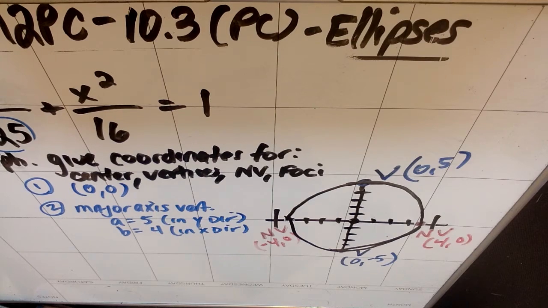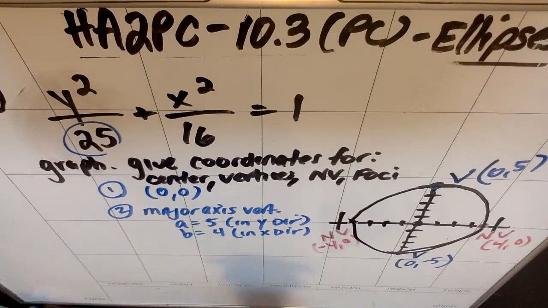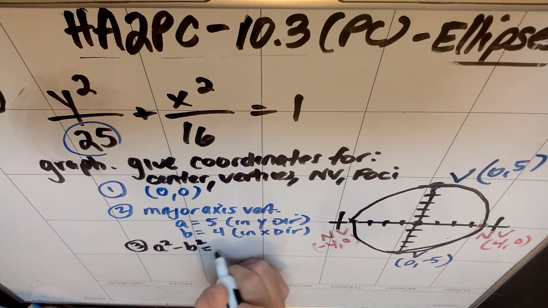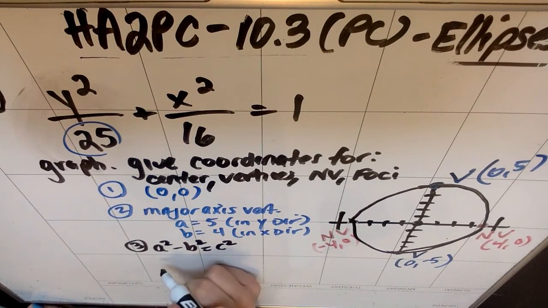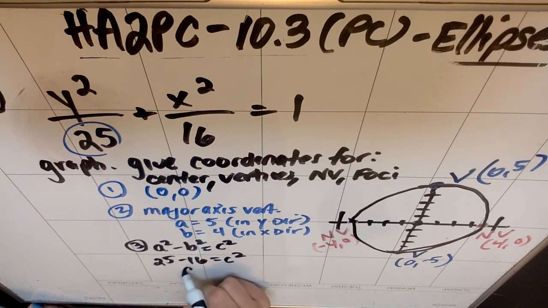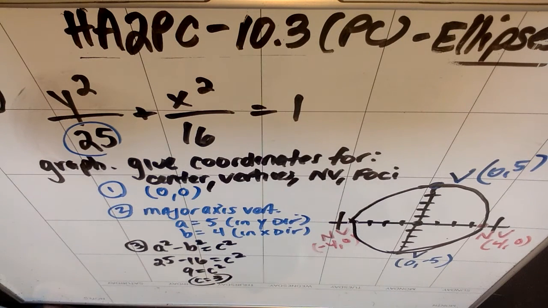Now the last thing I need is the foci. So remember, to find the foci, I know that a squared minus b squared is c squared. My brain always says, hey, that's not the Pythagorean theorem. So 25 minus 16 should give me c squared. I get 9 is c squared, and since c is a distance that's not going to have direction, it's going to just be a positive 3.